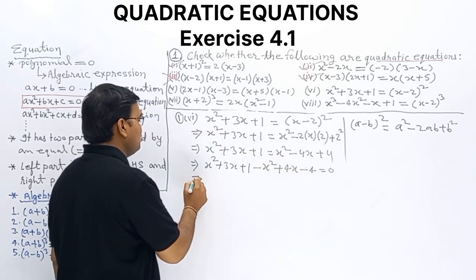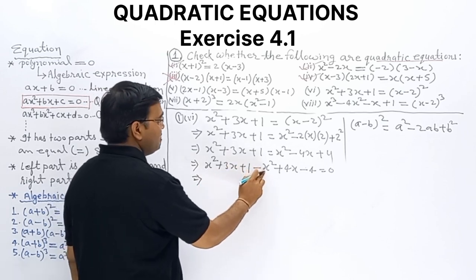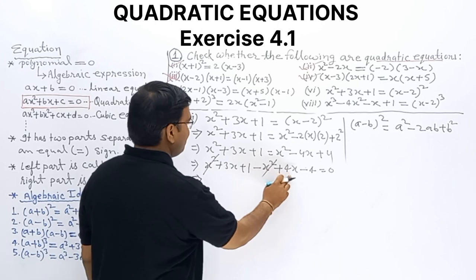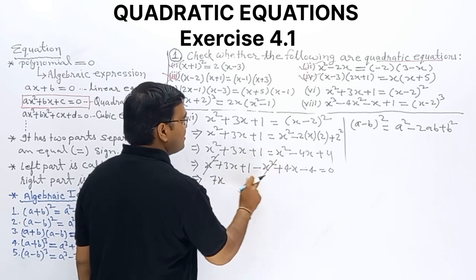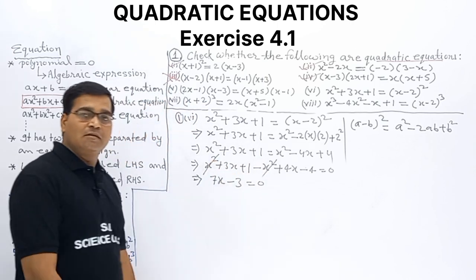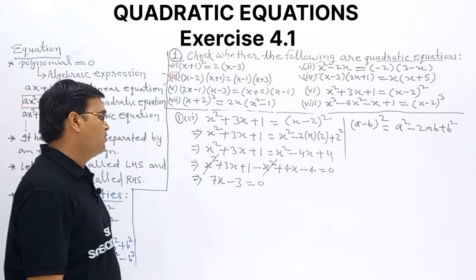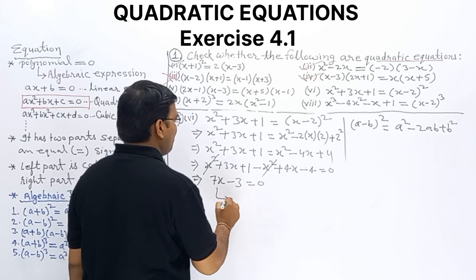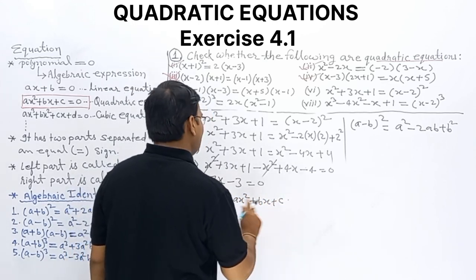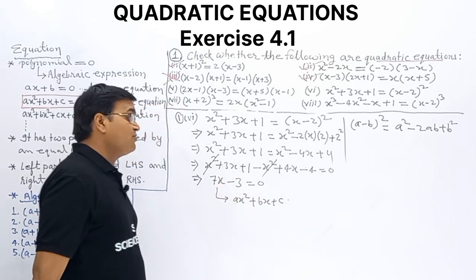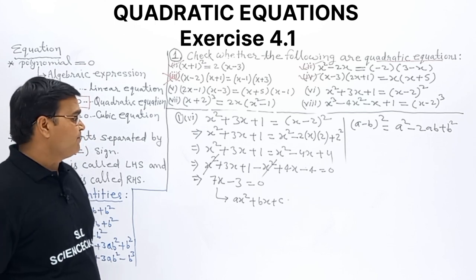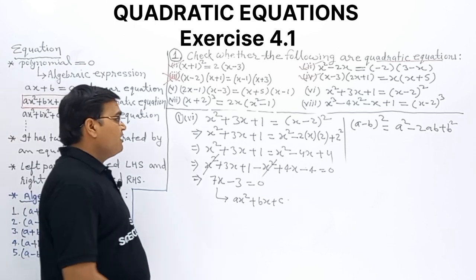Do carefully, otherwise your answer will be wrong. This is the negative, this is the positive, both will cancel. Now 3x plus 4x, 7x minus 4 plus 1 minus 3 equal to 0. Is it a quadratic equation? No. Why? Because it is not in the form of ax square plus bx plus c. So we can say this is not a quadratic equation.